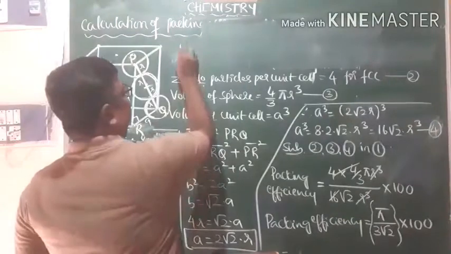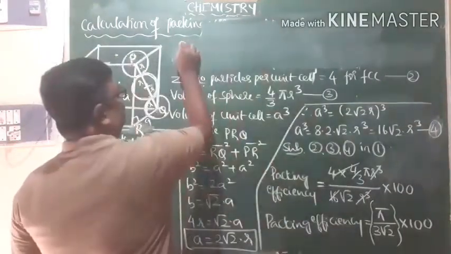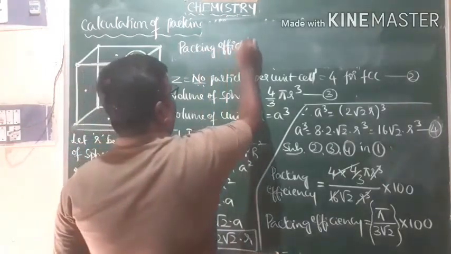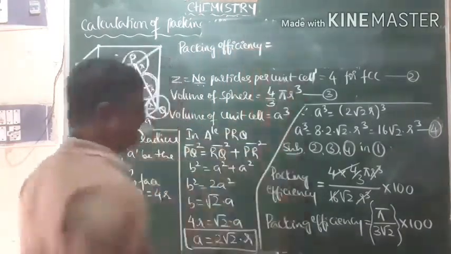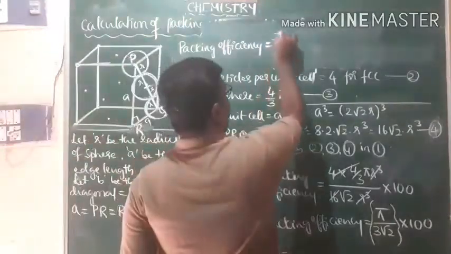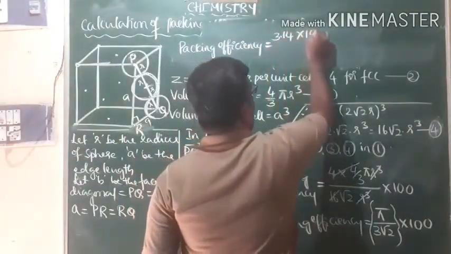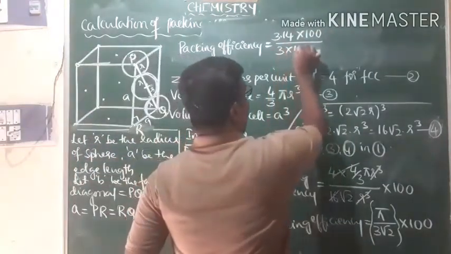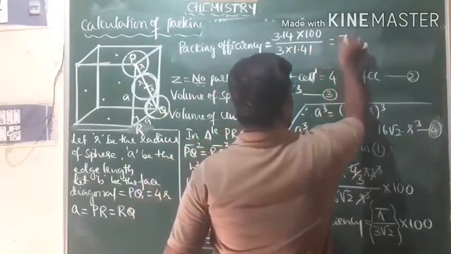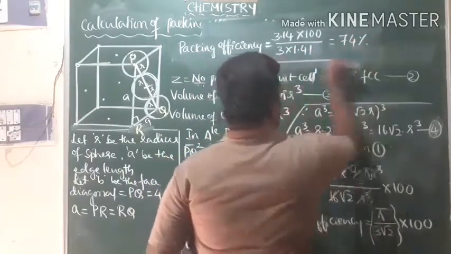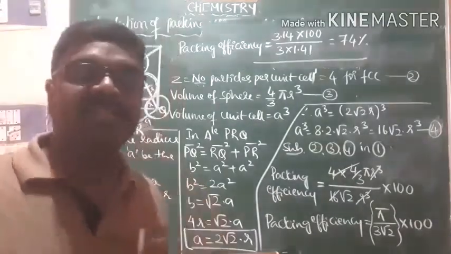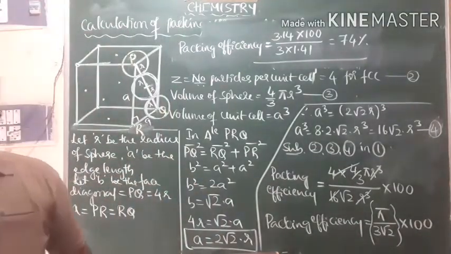We'll continue. Packing efficiency equals pi, that is 3.14 into 100 divided by 3 into 1.41. That's equal to 74%. That is the packing efficiency in the case of FCC, or you can say CCP, or in the case of HCP, right?